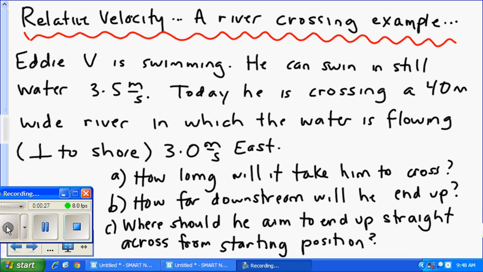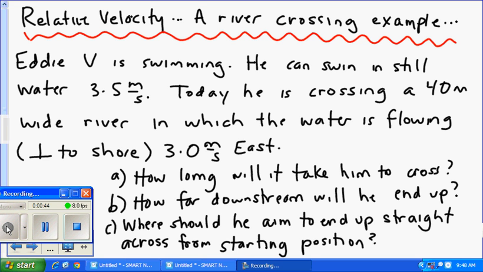But in this example, you've got Eddie who's swimming. He can swim in still water at 3.5 meters per second. But today the water's not still. Today the water's traveling perpendicular to his motion at 3 meters per second east. He is aiming to cross a 40-meter wide river.